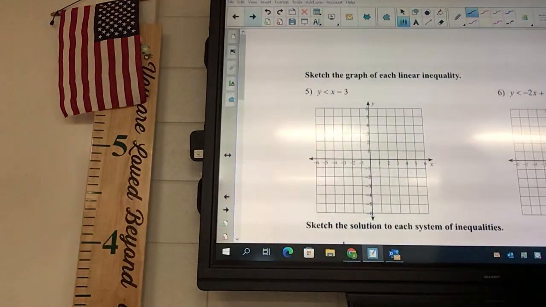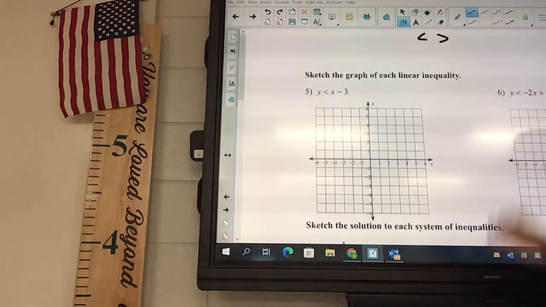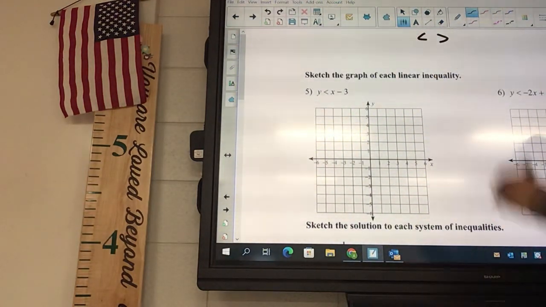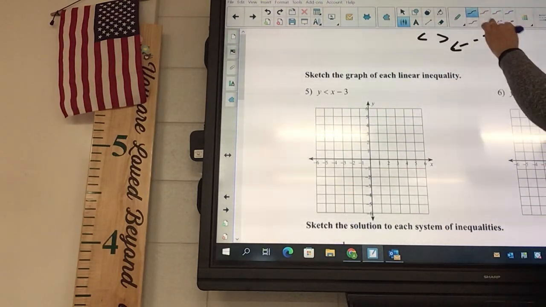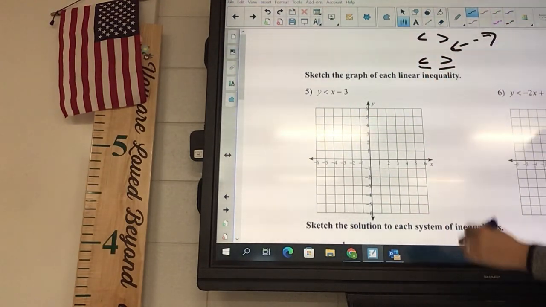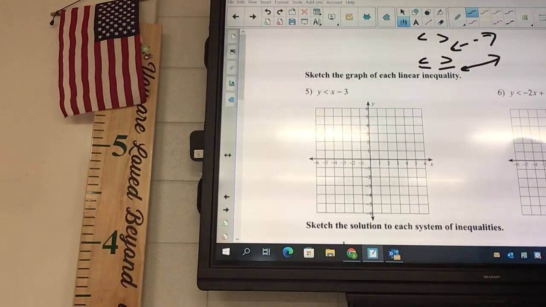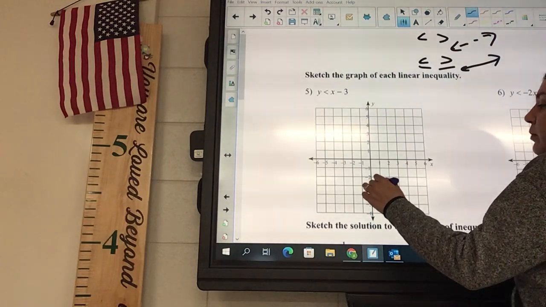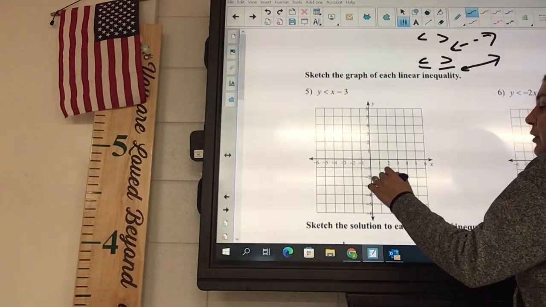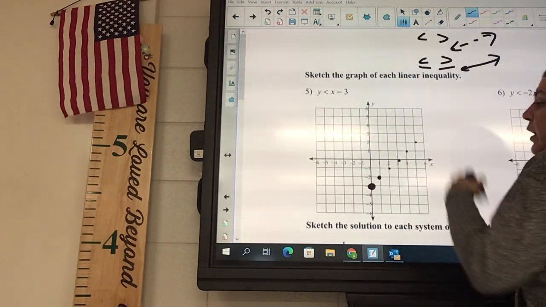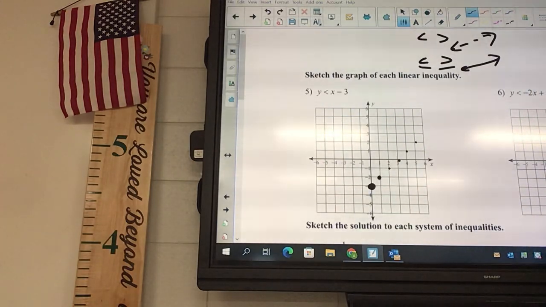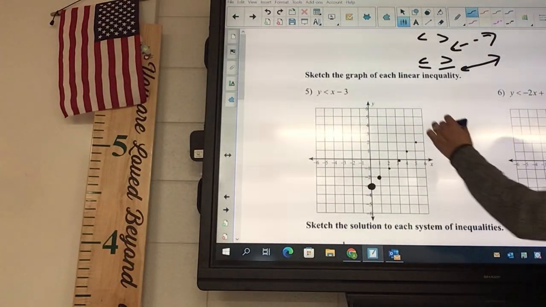Okay, so on this one, what kind of line is that? Dotted or solid? Dotted line. Okay, so this one's obviously going to be a solid line. If we're looking at 5, is the y by itself? Yeah, so it's ready to be graphed. Where does the line start at? Negative 3. What is our slope? 1. So we can go up 1 over 1, and you can do that a couple times. Should that line be solid or dotted? Dotted line.